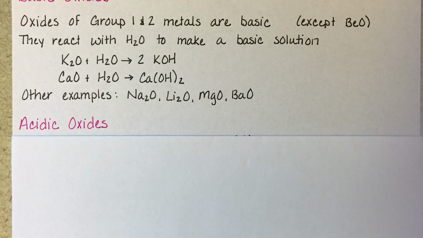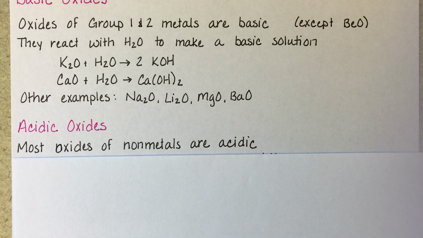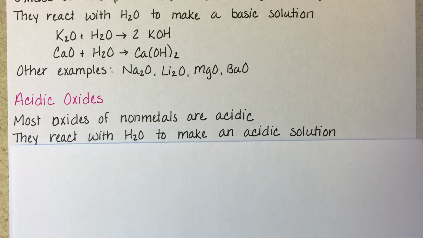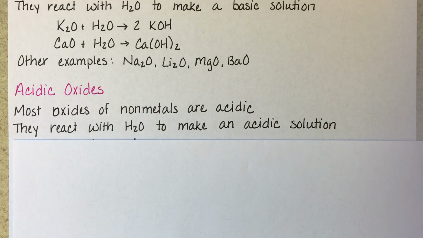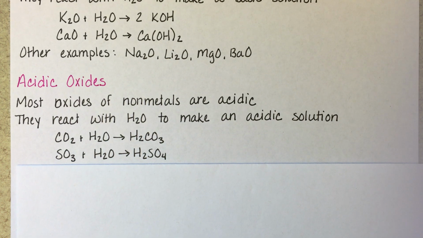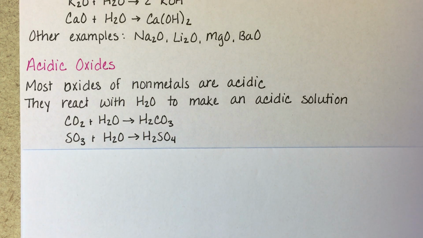Acidic oxides are the oxides formed between nonmetals and the oxide ion, and they are acidic, which means that they react with water to make an acidic solution. And here are a couple of examples of acidic oxides that we find in the atmosphere.